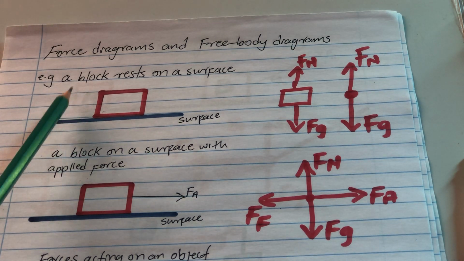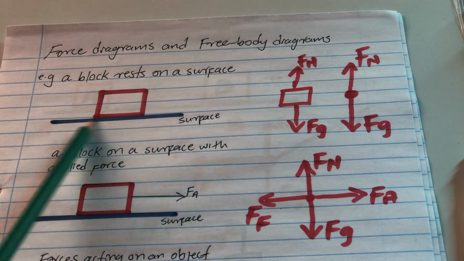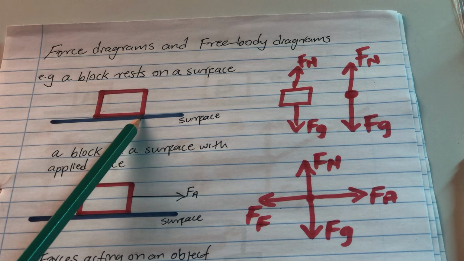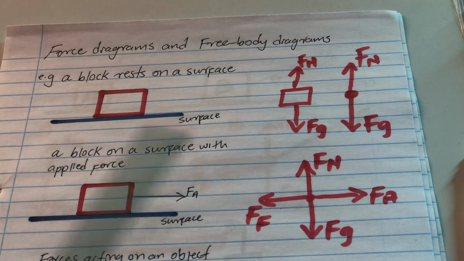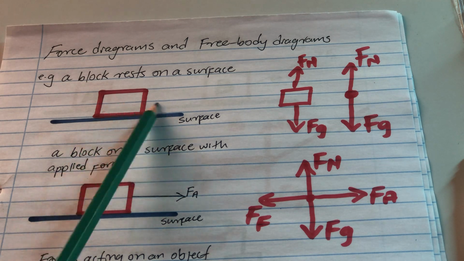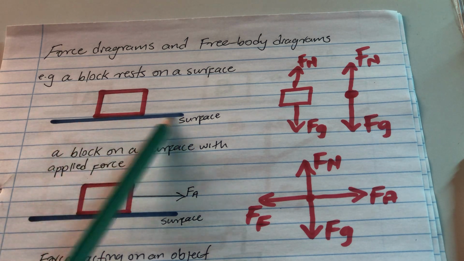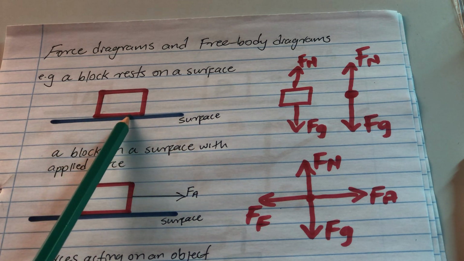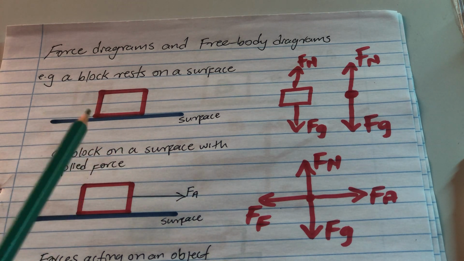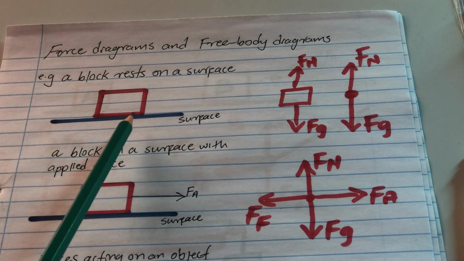Here you can see a box on a surface. A block rests on a surface. It is not moving. You can see that the box is resting on a surface. How do I represent the forces that are acting on a box? The forces that are acting on a box while it is resting on a surface.